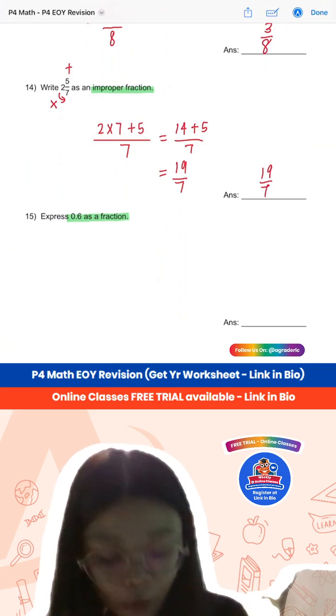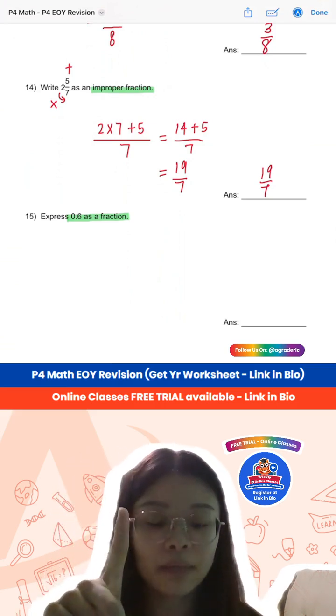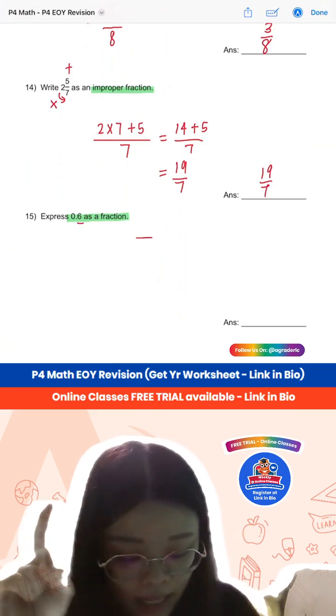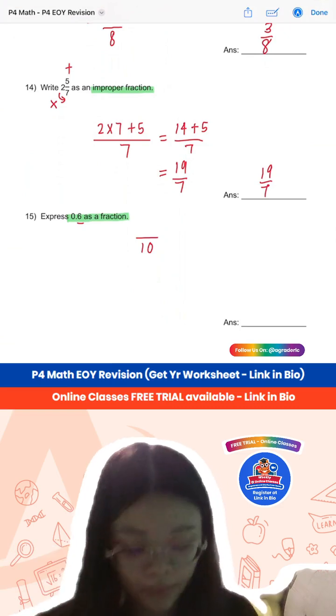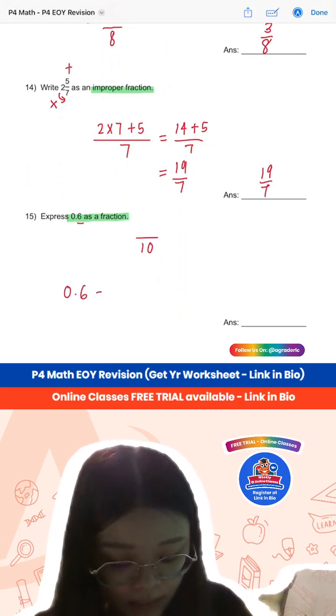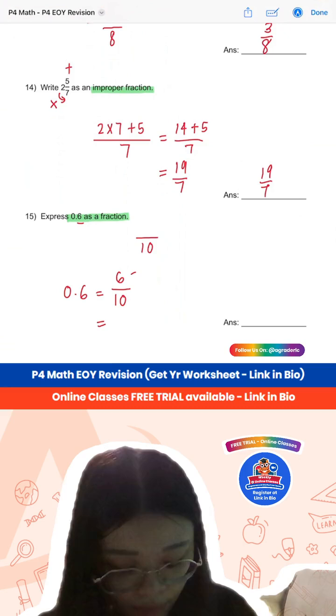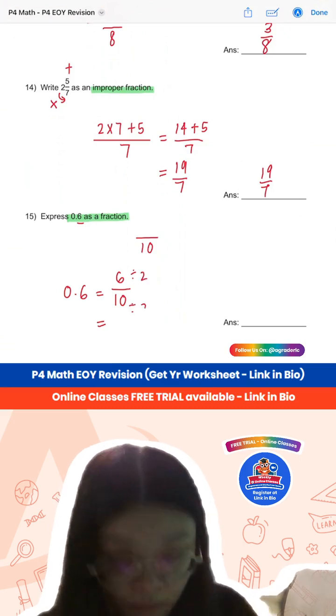So 0.6 has one decimal place. Since there's only one decimal place, I know it is out of 10. So I know 0.6 is the same as 6 out of 10, which is what some of you did, right? So we divide both sides by 2.